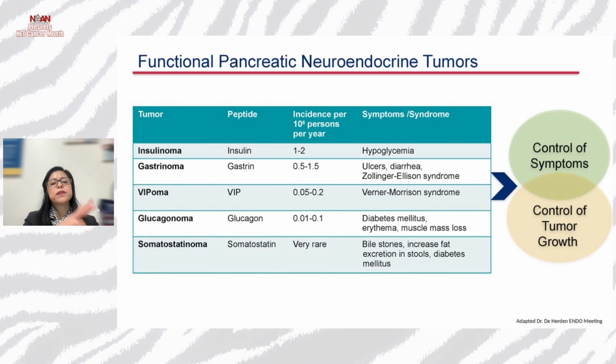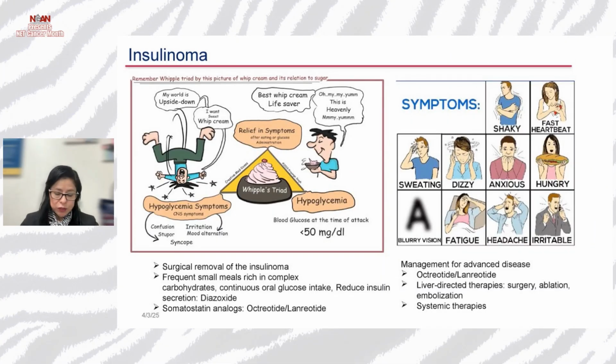So even though VIPomas, glucagonomas, and somatostatinomas are super rare, it is important to recognize them, because depending on what symptoms they have, there are always two important things that we need to know. We need to know the neuroendocrine tumors and what we need to do to control the symptoms related to the excess of hormones, as well as control the tumor growth. And that's why there are certain measures besides the ones that we usually recommend for the treatment of tumor control or growth of the tumor.